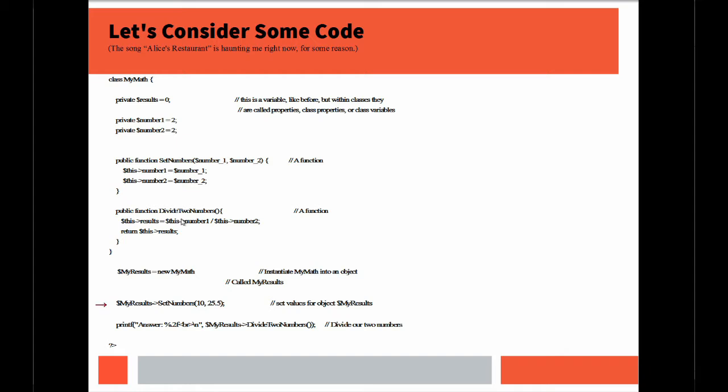So our object is sitting there doing nothing until we come down to this line where there's our little arrow again, where it's saying, to me, I describe it this way: out of my object called MyResults, access the set numbers routine, passing it the variables 10, which will be in $number underscore 1 in the object, and then pass 25.5 into $number 2. So now our original member variables, called number 1 and number 2, instead of containing 2 and 2, now contain 10 and 25.5. Remember, this is in the object, not the class, although the object contains an exact duplicate of this.